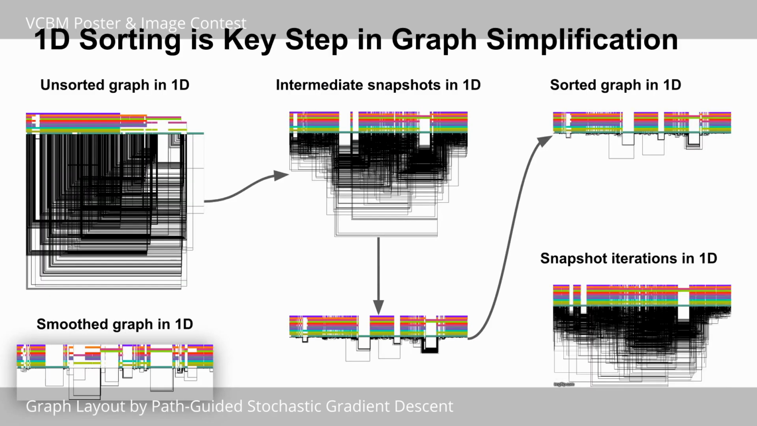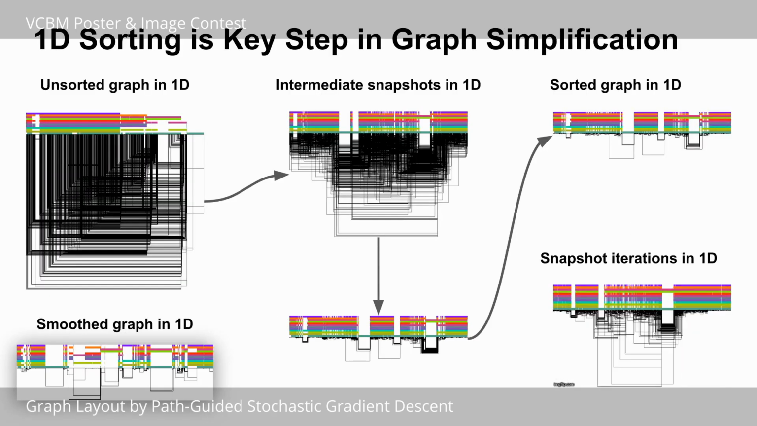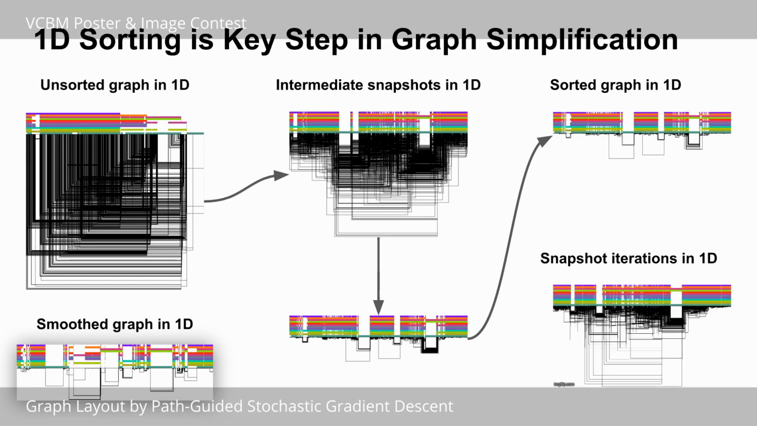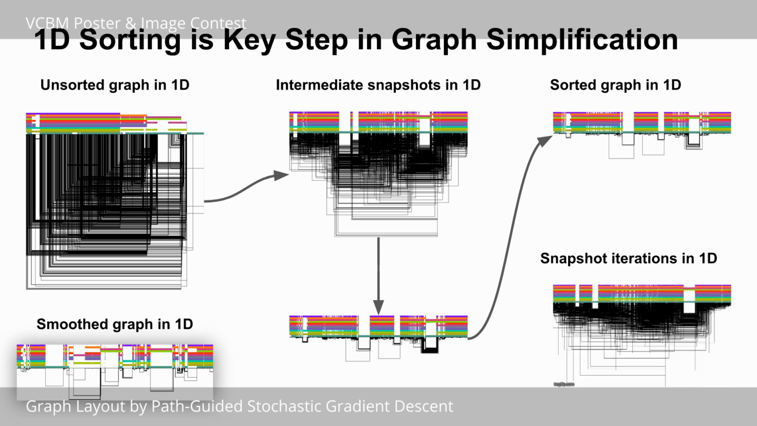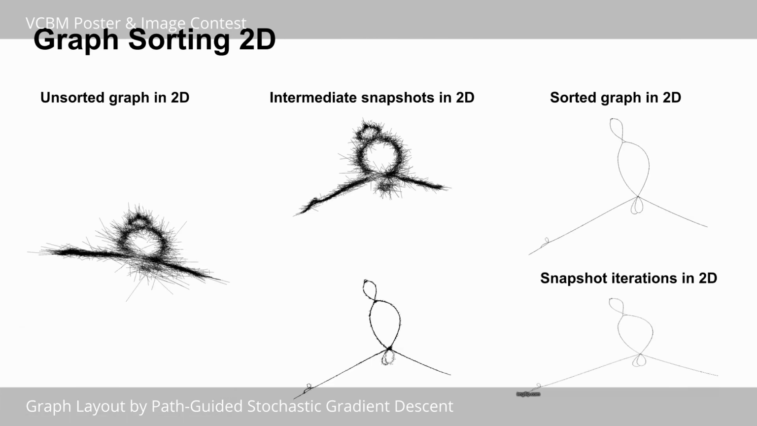As an example, on the left is an unsorted pangenome graph in 1D. The presence of many and long links highlights that the node order is not optimal. Applying our 1D path-guided SGD, we obtain the sorted graph on the top right. The animation below shows how the algorithm works. Our algorithm can also be applied in 2D.